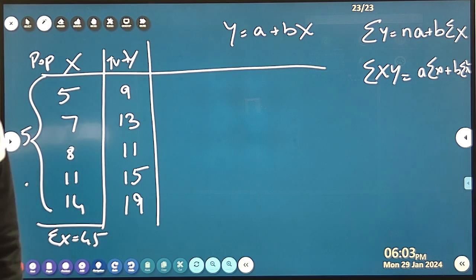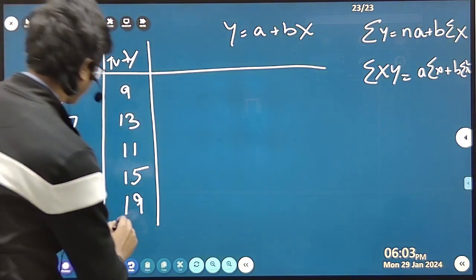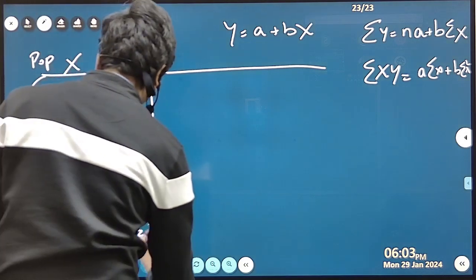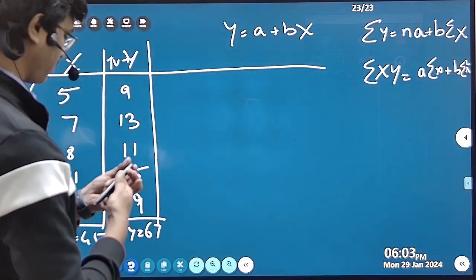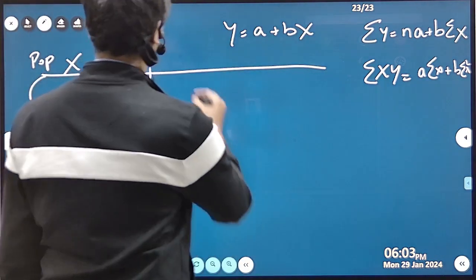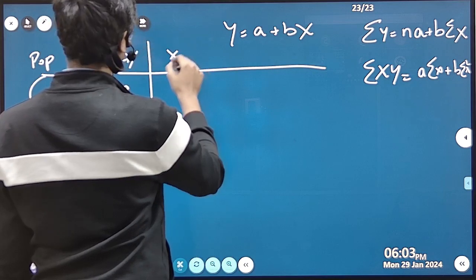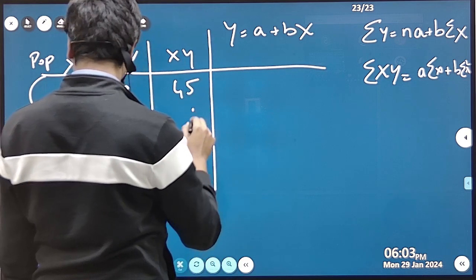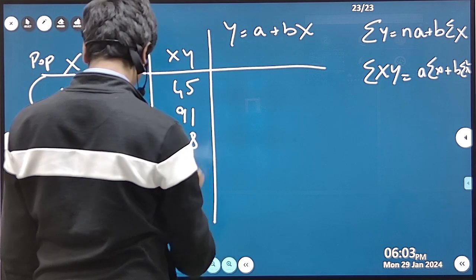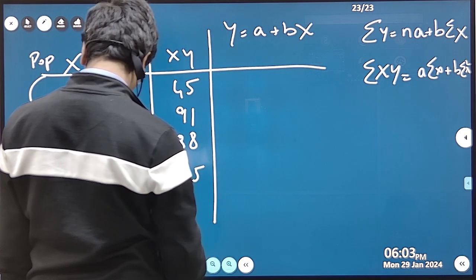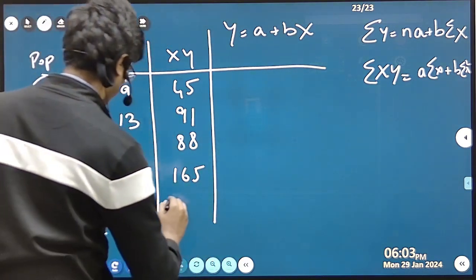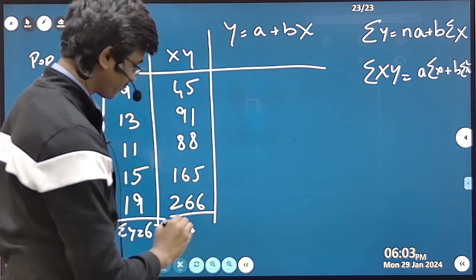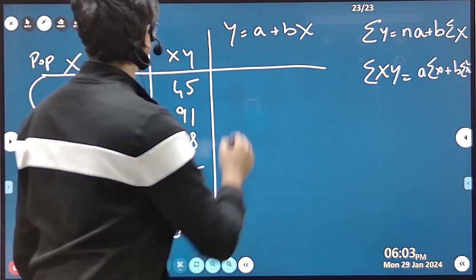Correct? Yeah. And then sigma x we've got, and sigma y. What is my sigma y? 67. Yeah. What else do we need? Yeah, so we will have xy here. Let us multiply these two. 13 sevens are 91, 88. This is 165 and 19 14s are 266. Yeah. Now sigma xy. This is how much? 655.